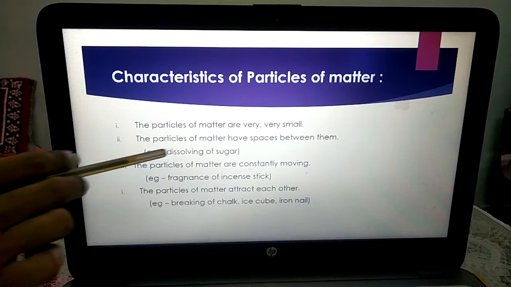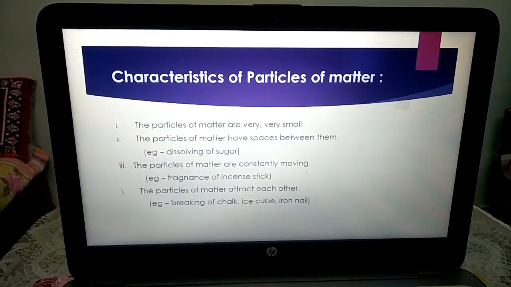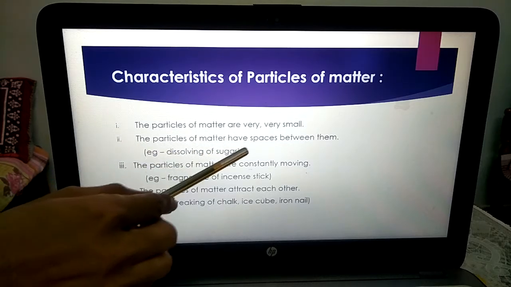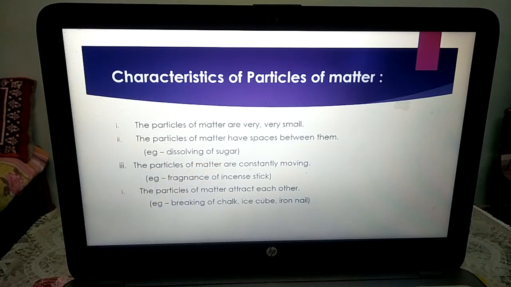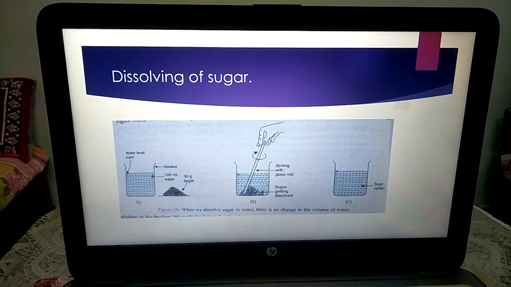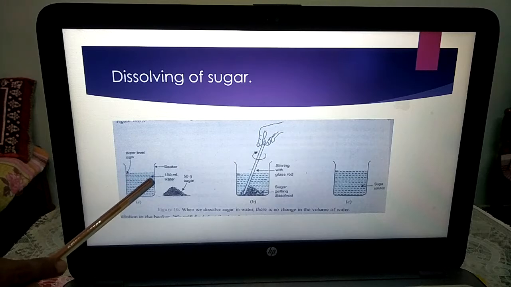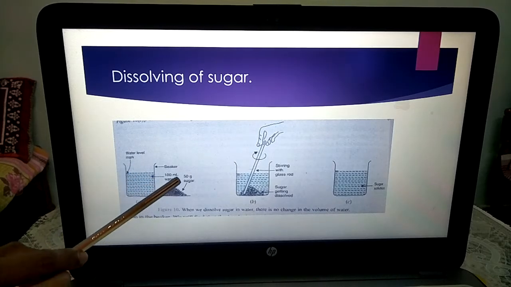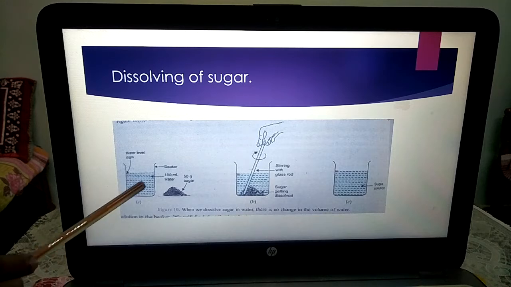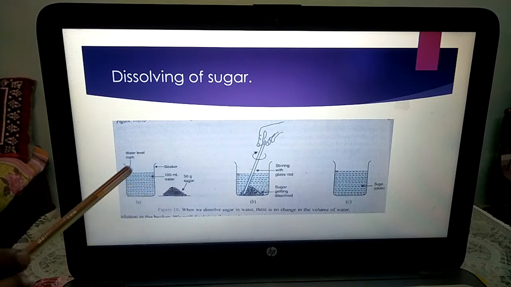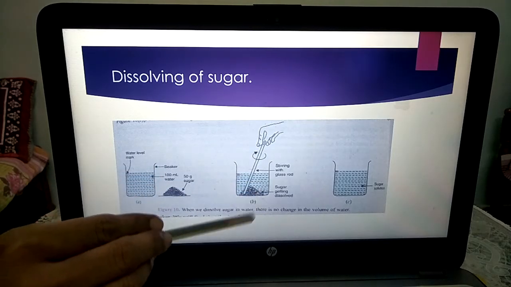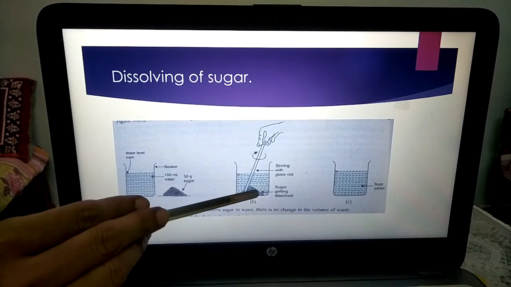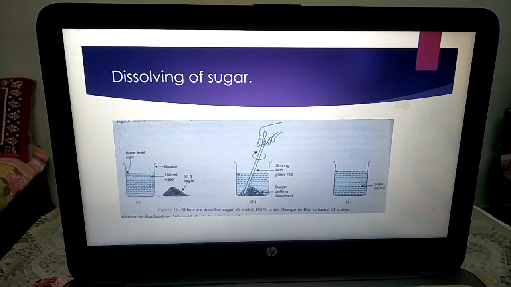The particles of matter have spaces between them. Example: dissolving of sugar in water. Now you can see here a beaker is taken. In it, 100 ml water and 50 gram sugar are taken. You add the sugar and stir it. After stirring with a glass rod or a spoon, the sugar disappears. Sugar गायब हो जाती है.